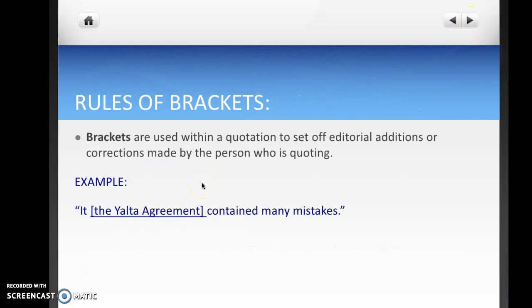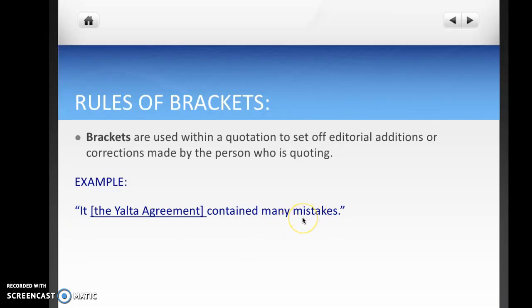Rules of brackets. So with brackets, they're used within a quotation to set off editorial additions or corrections made by the person who is quoting. So an example would be, "It [the Yalta Agreement] contained many mistakes." And so what's happening here is that the original quote verbatim is, "It contained many mistakes."